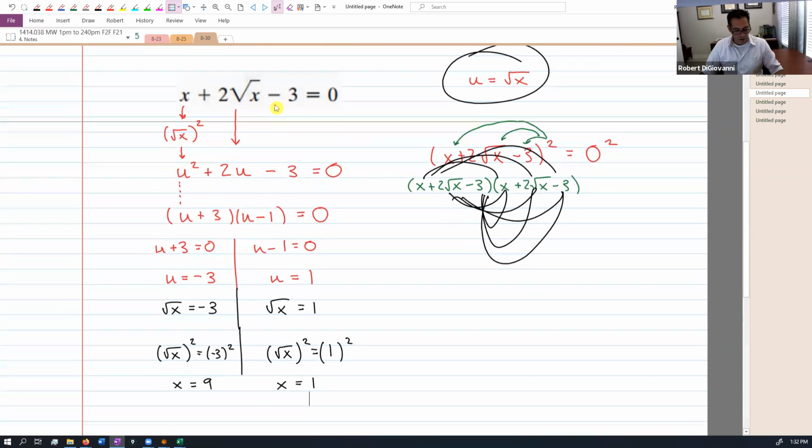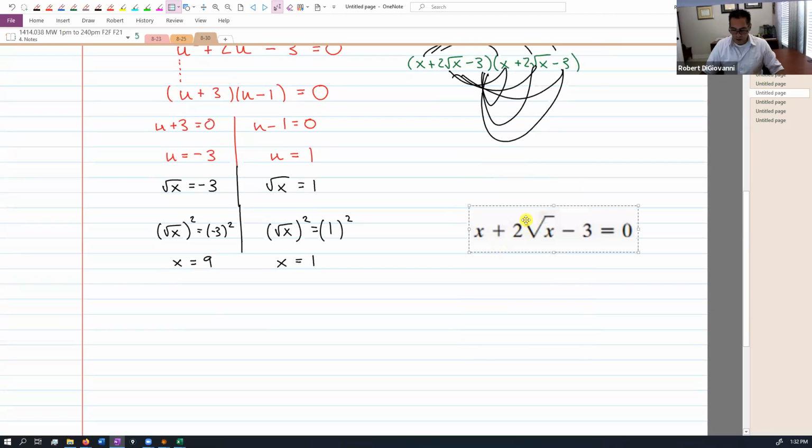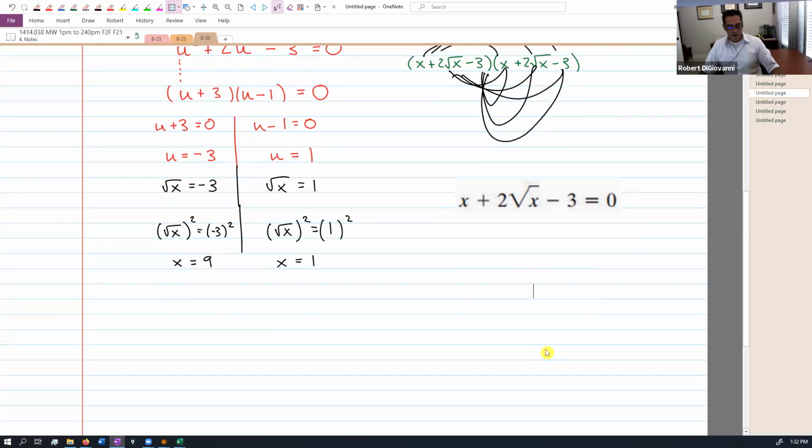Oh, well, okay, let's do it. I'm gonna just copy this. I'm gonna show you the proper way to check these. Here's the original equation. You have to go back to the original equation. You can't go back to any other step in the work. You have to go to the original. Let me check the first solution we had. X is 9. So I'm going to replace all the x's with 9 in the equation.